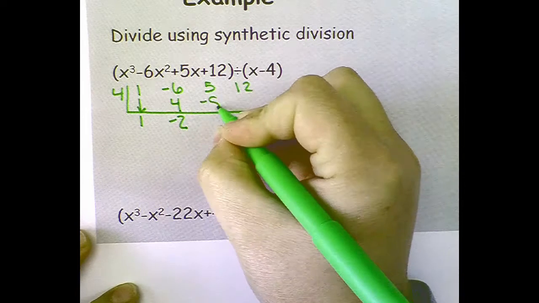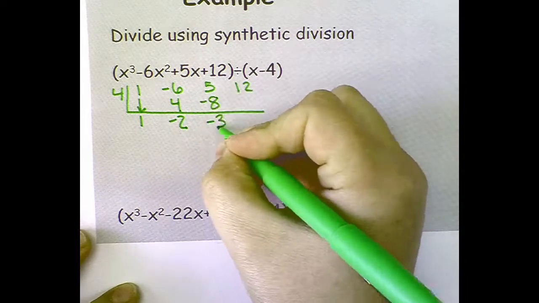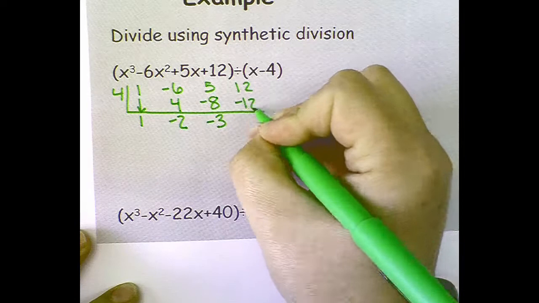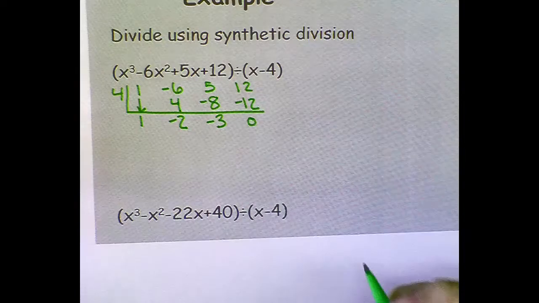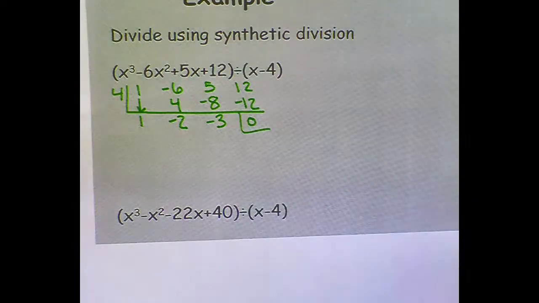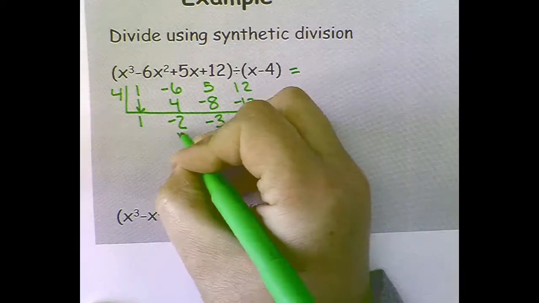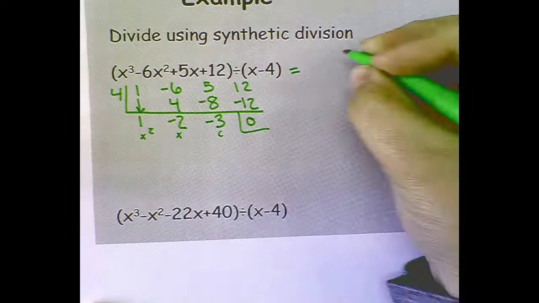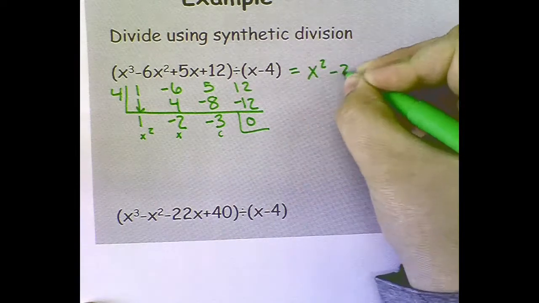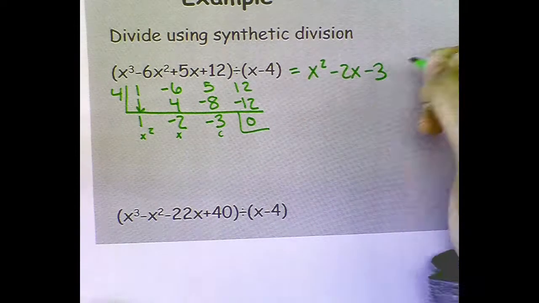Multiply, I get negative 8. Add, I get negative 3. Multiply, I get negative 12. Add, I get 0. So my final remainder is 0. So that means when I divide here, I get, let's see, constant, x, x squared. So 1x squared minus 2x minus 3. No remainder part.